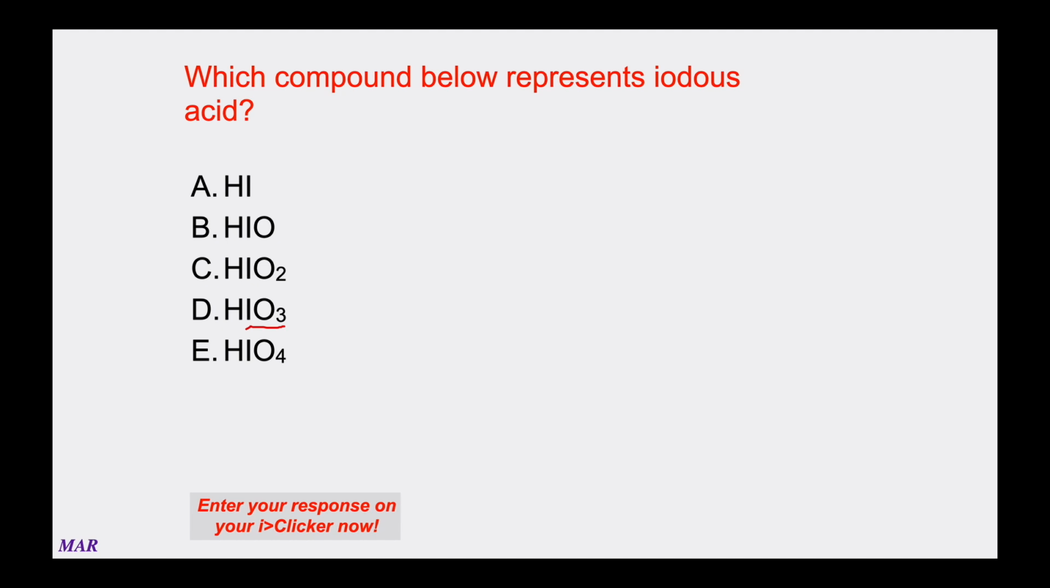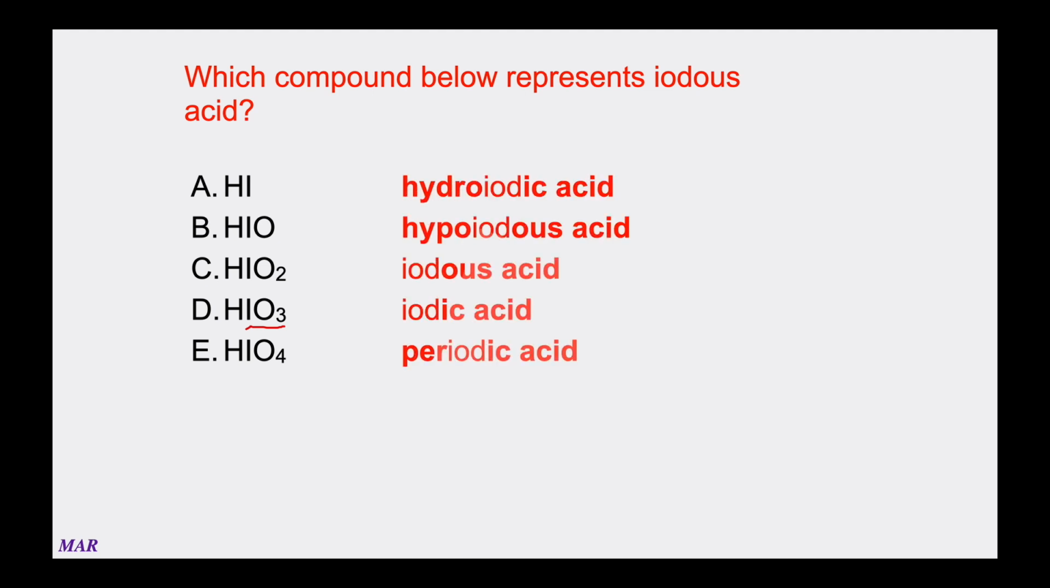And if you take away one oxygen from the common acid, iodic acid, that's when you end up with iodous acid. So the answer here is going to be C. C is iodous acid. Iodic acid comes from the most common one.